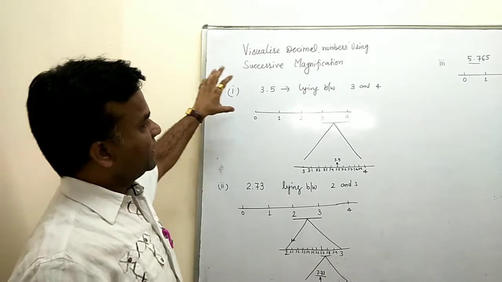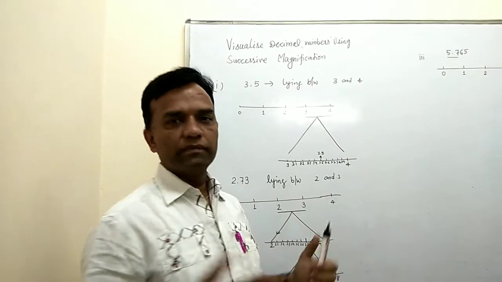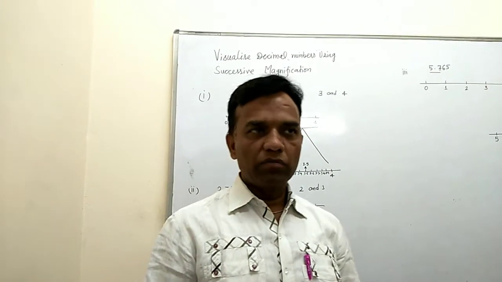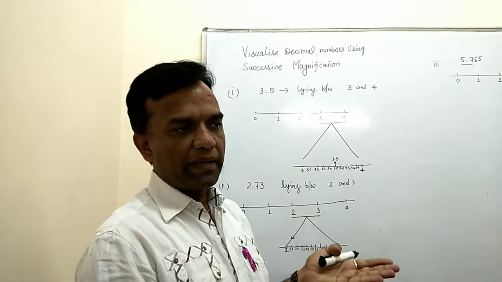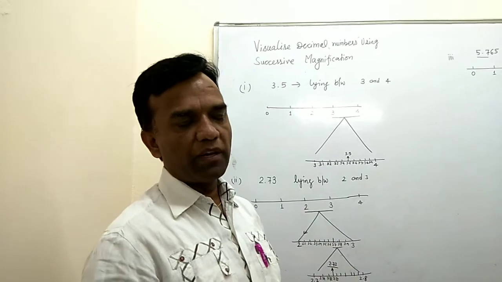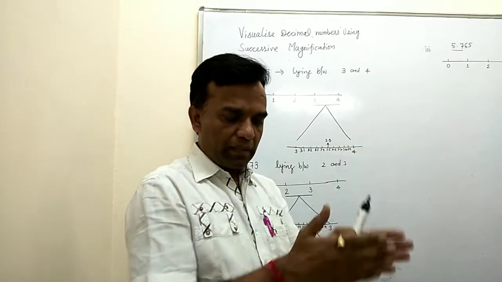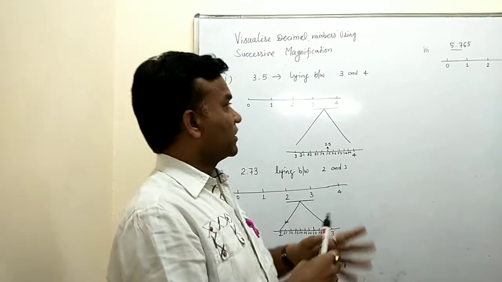Visualize decimal numbers using successive magnification. It means you have decimal numbers, you represent them on the number line, and then you visualize the given decimal number on the number line with the help of successive magnification. Magnification means you take the number and enlarge, and then again enlarge, and again enlarge, and then you get the result.